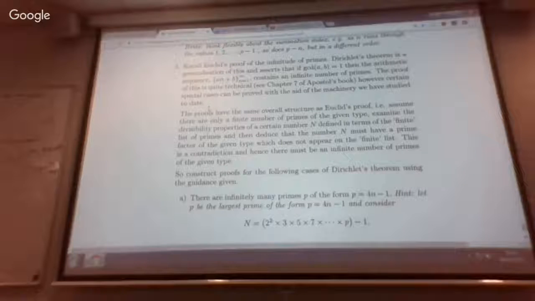And then you consider prime factors q of m. Okay, every integer does factor into primes. We know that already. So you consider the prime factors q of m, and you just investigate them. By assumption, they have to be one of the pi's. But that would imply then that the pi divides 1.